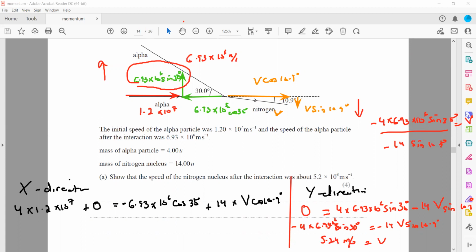5.24 into 10 to the power 6 meters per second. I can use this equation, or I can use the x equation as well to solve this question. We'll get the same answer, it won't make a difference to the final answer. So either you can use conservation of momentum in the x direction, or in the y direction. Why do I prefer the y direction? Because the total initial momentum was 0, so I had fewer values. That's why it is easy to solve in this manner. But we can use both of them to work out the final answer.